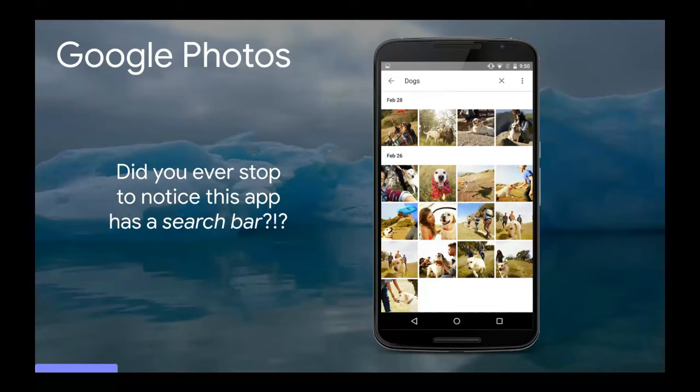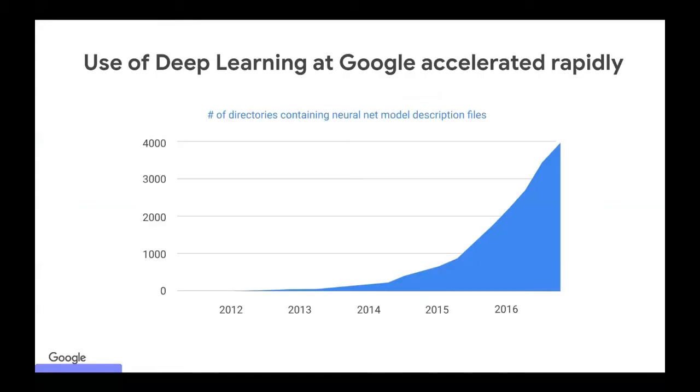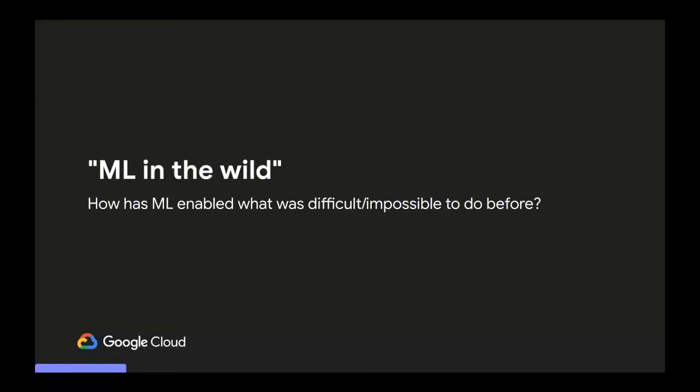So all of these products have machine learning built into them. And if you were to look at this chart, which is a little bit outdated, you could see the exponential growth in our internal use of machine learning to help improve our products for our users. Yeah, so anyway, that's a little bit of a picture of machine learning at Google.